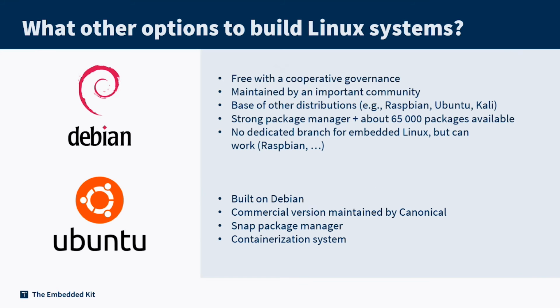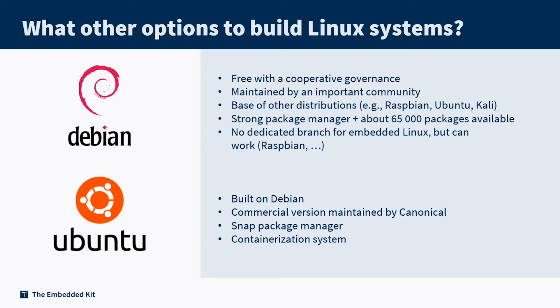So, if that's the case, we can look at what other options we have to build Linux systems in the world that we have today. We have Debian, which is free with a cooperative governance. It has a large community that maintains it. Many distributions are based off of Debian. It's a very stable system. So Raspbian, Ubuntu, and Kali Linux, all three of those and many, many more are based off of Debian because of this.